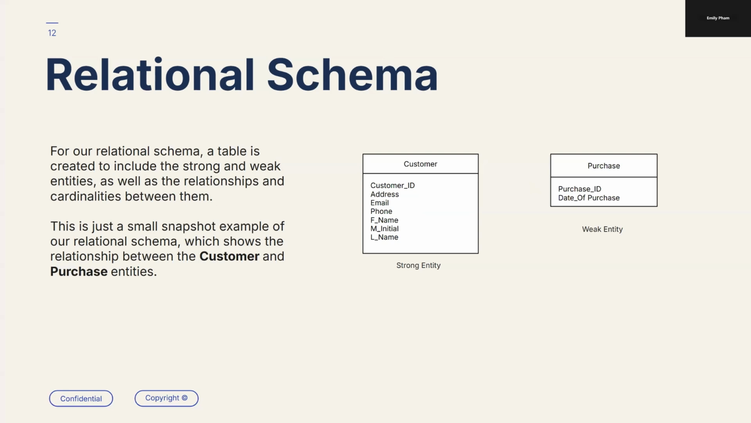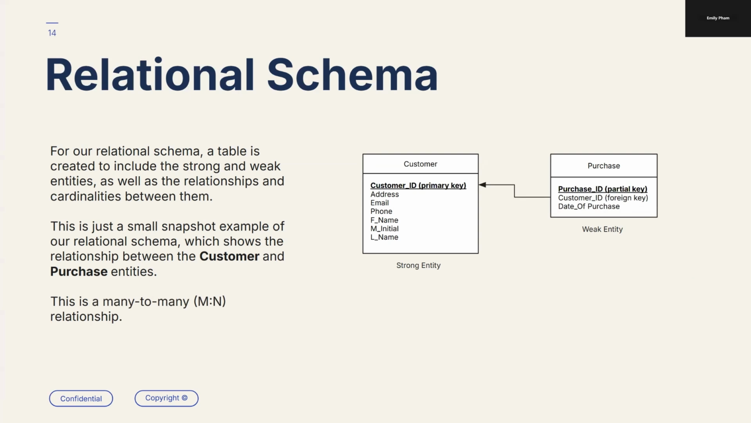First and foremost, we need to assign each of these entities a key in order for it to be uniquely identified within its table. As you can see, the customer table has what is called a primary key, and the purchase table has a partial key. This is because purchase is a weak entity.